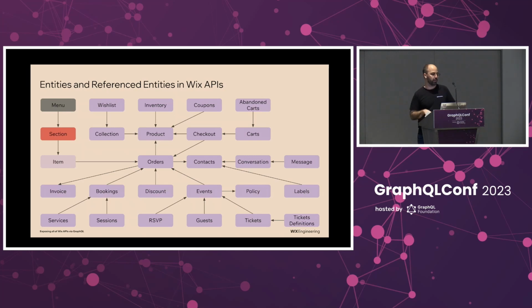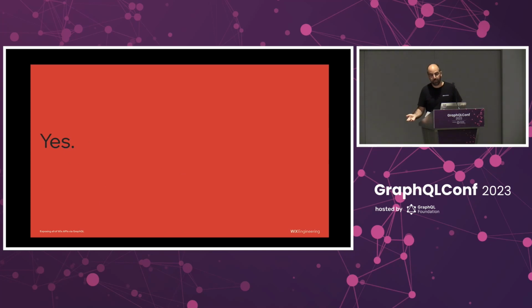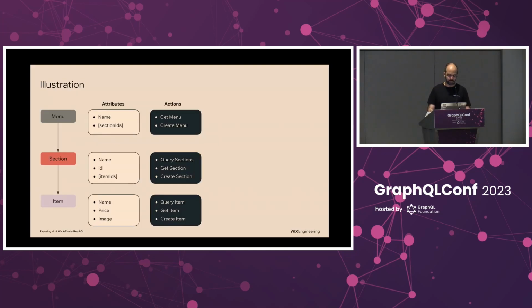And when you look at this graph, it starts to look like something familiar, right? I mean, it starts to look like GraphQL. So the question was, can we convert this graph that we already had in the organization to GraphQL? And the answer is yes, okay? But this yes has some implications behind the scenes. It's still not that simple. But let's talk about the yes still.